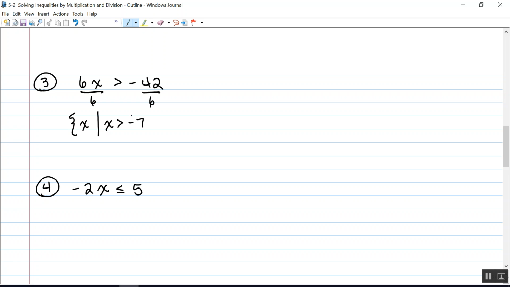So I'll write it in set builder, graph it, it's a greater than -7, so it's going that way.